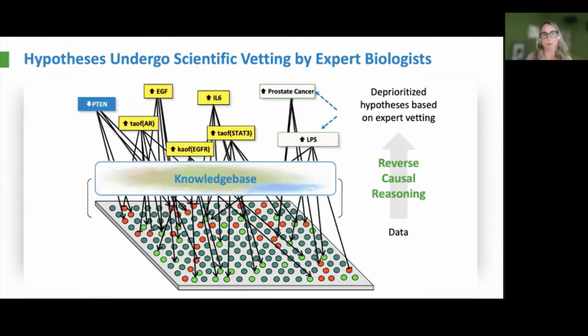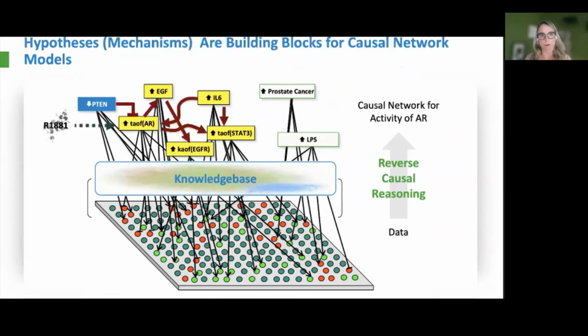There might be a couple of mechanisms in here that are predicted to be statistically significantly modulated, but we may deprioritize them for one reason or another. But now we can start to build a higher order causal network model of these inferences, these hypotheses, these mechanisms, by describing the relationships that connect them. And this is really the fundamental concept of it all.